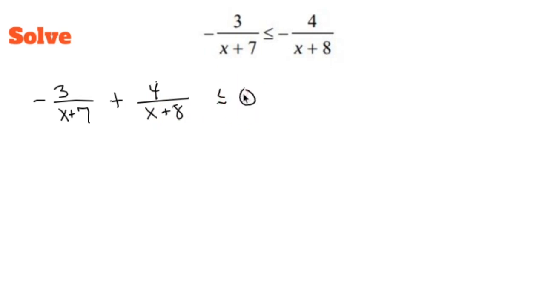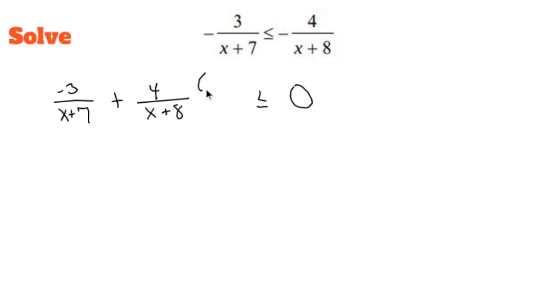What I'm actually going to do is scooch that over a little bit, because you'll see what happens next. I'm going to turn that negative 3 into its own negative 3. Let's clean that up. My next step is to combine these fractions. When you combine fractions through addition, you need a common denominator, or a least common denominator. In this case, the least common denominator is going to be x plus 7 times x plus 8.